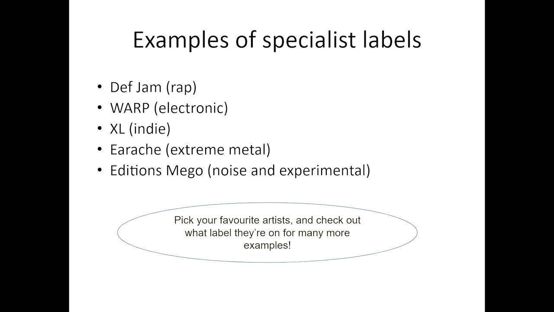XL are a major label and they release indie stuff, so indie pop. Earache released extreme metal, you know, all guitar kind of stuff. And we also got other labels like Editions Mego, who release absolutely bizarre stuff that you've probably never heard of before, which is often just kind of strange noises and frequencies and stuff like that.